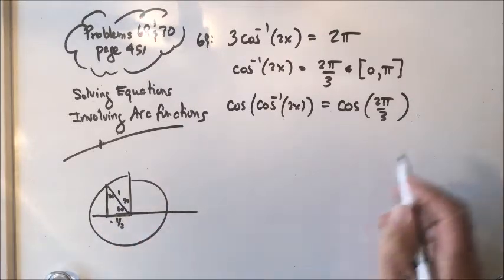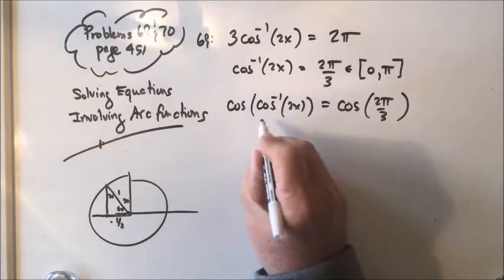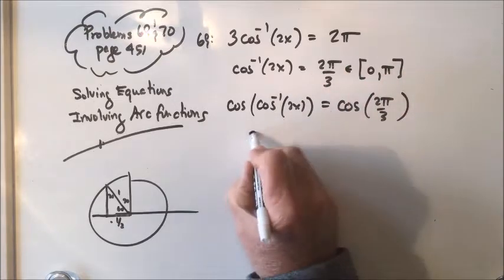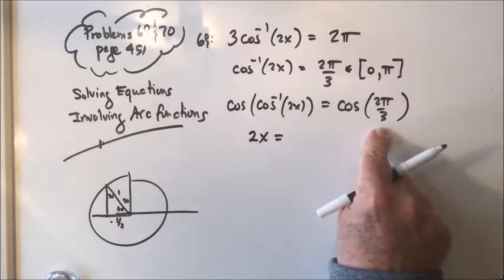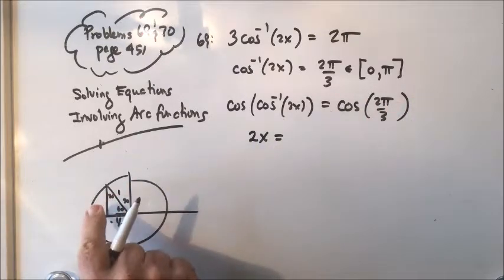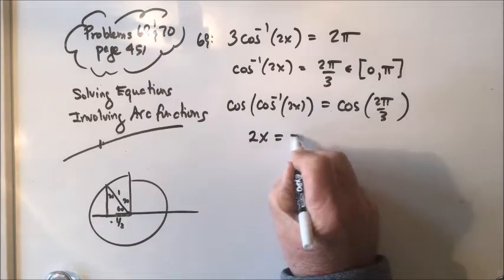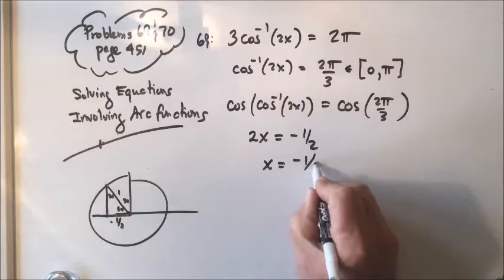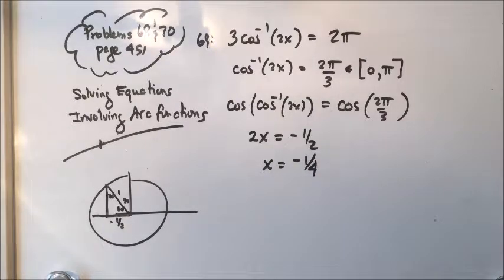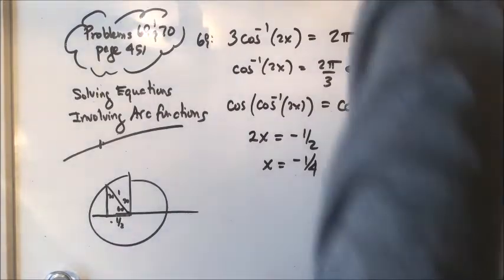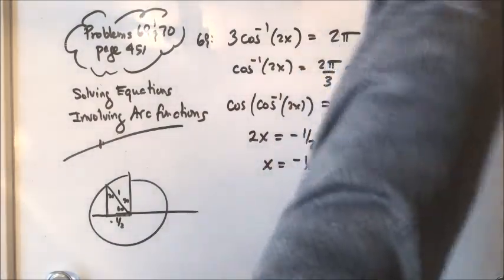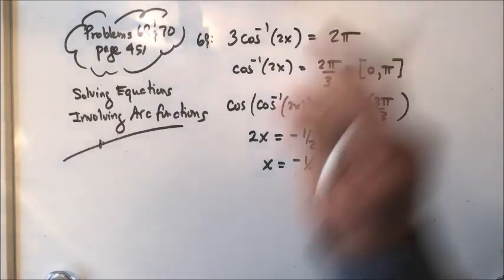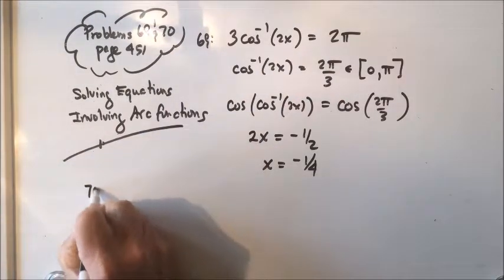It's actually minus 1/2. So the cosine of the arc cosine of 2x, since we're inside the restricted domain, is just 2x. We've just shown that the cosine of 2 pi over 3 is minus 1/2. And there you have it, x is equal to minus 1/4. So we've just done problem 69. Let's see if we've got enough space now to do problem 70.